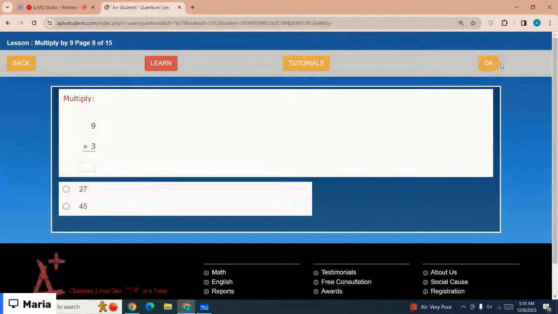The next one is multiply 9 times 3, which is the correct option? 9 times 3 equals... Very good. That is 27. 9 times 3 equals 27. The correct option is 27.